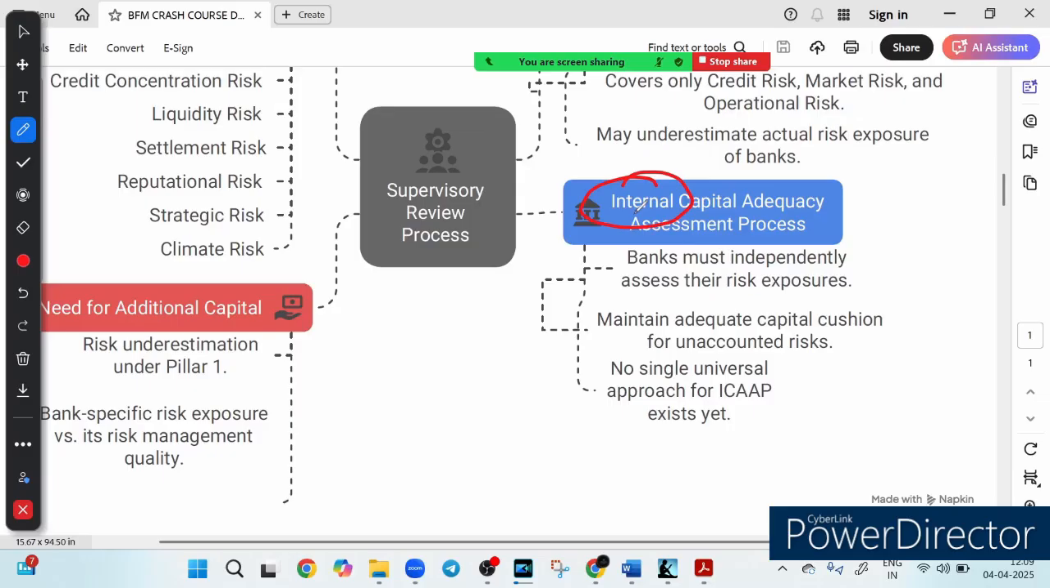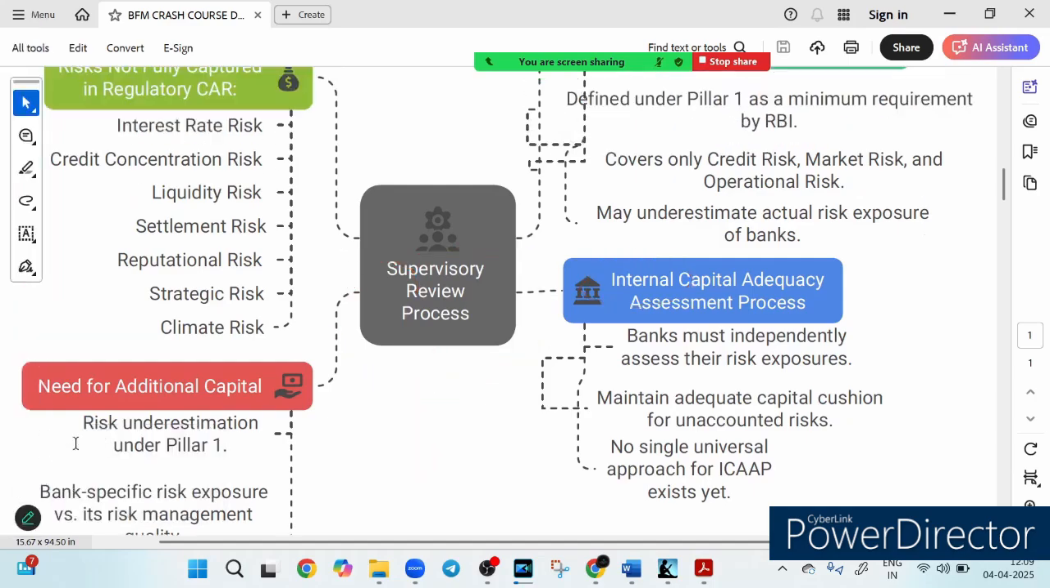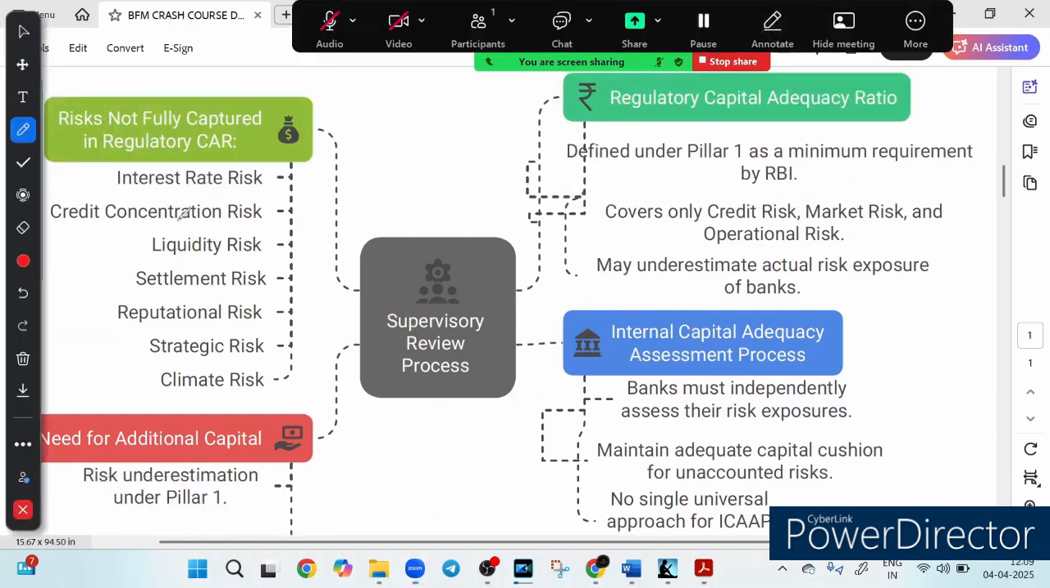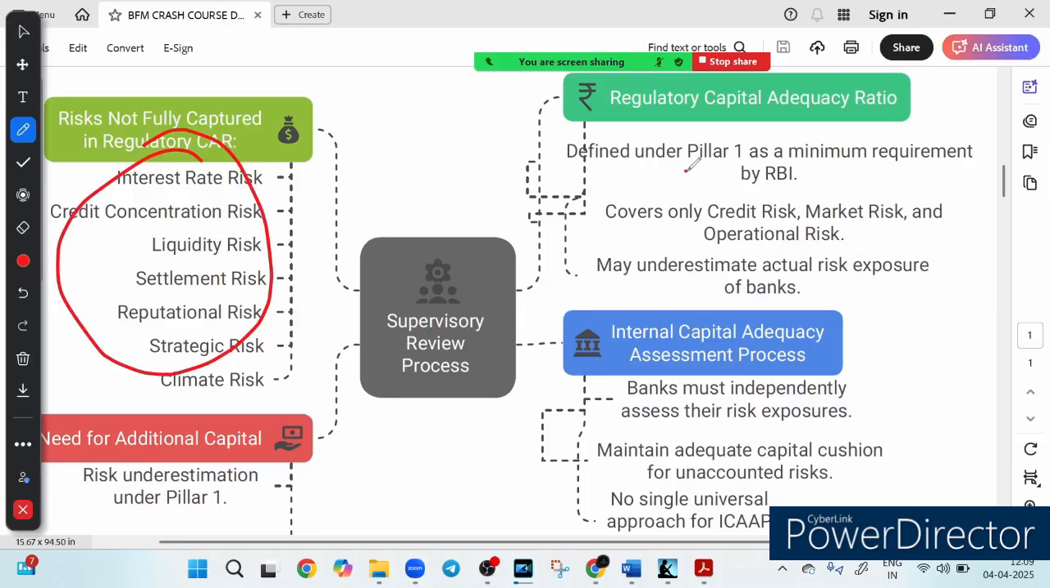The supervisory review process. So these all things are under supervisory review process. So this supervisory review process ensures that bank go beyond the minimum and prepare for all possible risk to safeguard the financial stability. Like this kind of risks are not taken into consideration by the CAR, right? So Basel 1, under pillar 1 only we are talking about capital adequacy ratio, under credit risk, market and operational risk. But what about this kind of risks? These are not taken care of by the CAR.